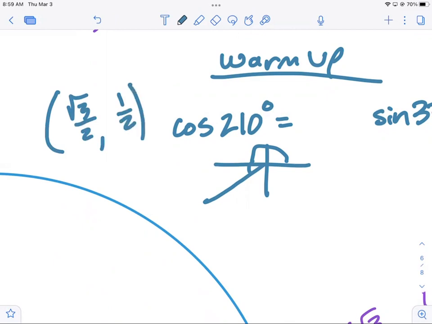And because I'm in quadrant 3, to get there, I have to go left and down. So I know they're both negative. So that's the ordered pair at 210. Here's the x and here's the y. So here's the cosine and here's the sine. So what is cosine of 210? Negative square root of 3/2. So that's how we're going to do it in the future.